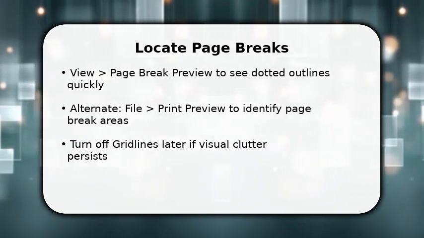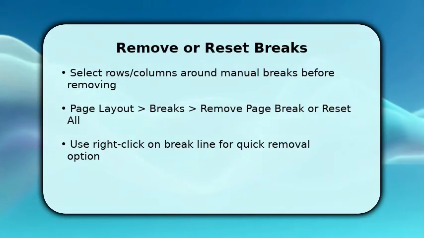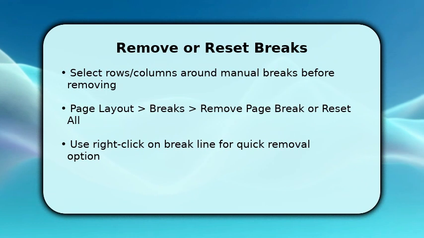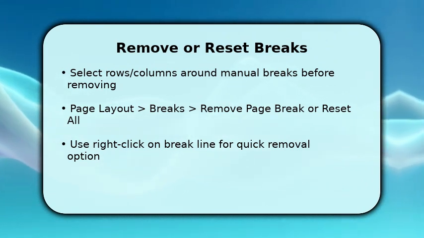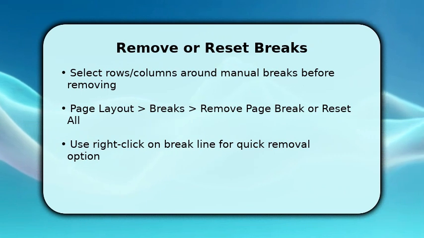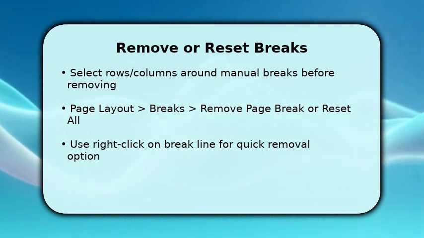You now remove or reset the page break so the dotted lines vanish. Select the affected rows or columns, then go to Page Layout, Breaks, and choose Remove Page Break to drop a manual break. Use Reset All Page Breaks to revert to automatic defaults.